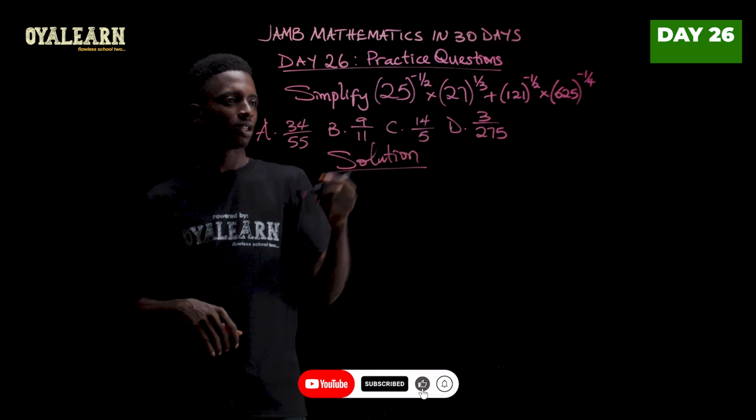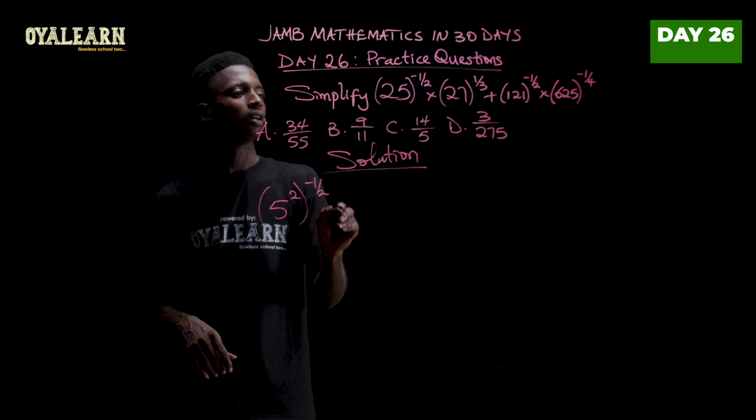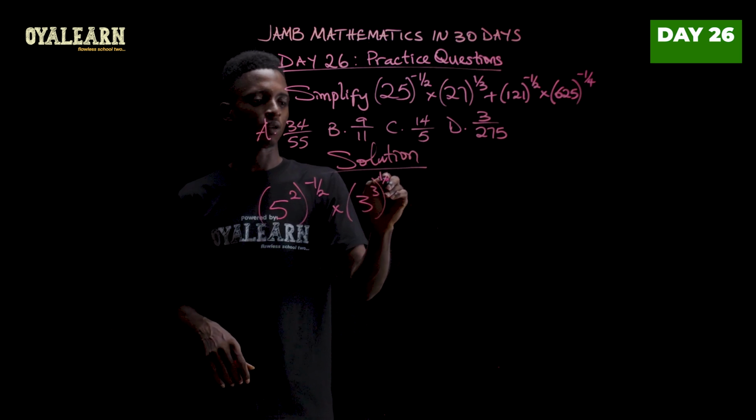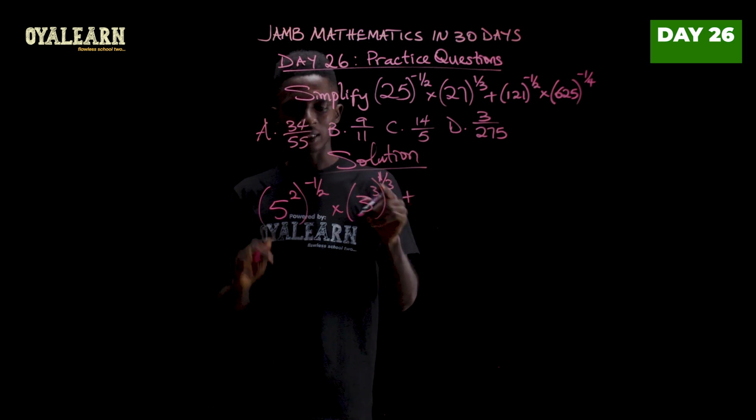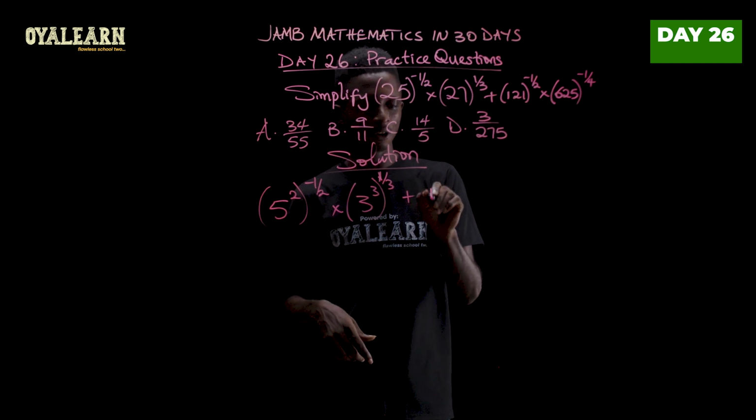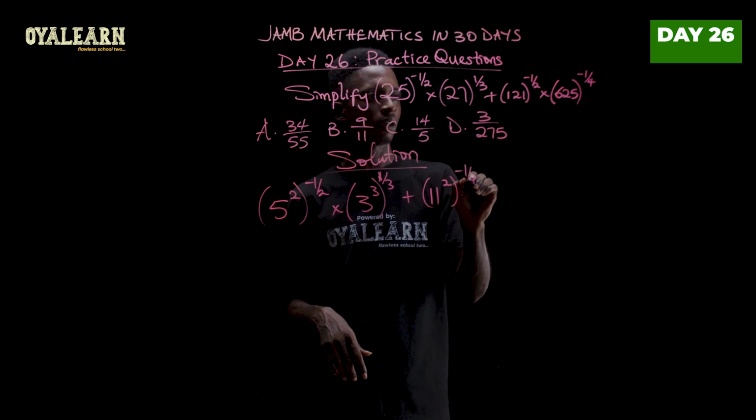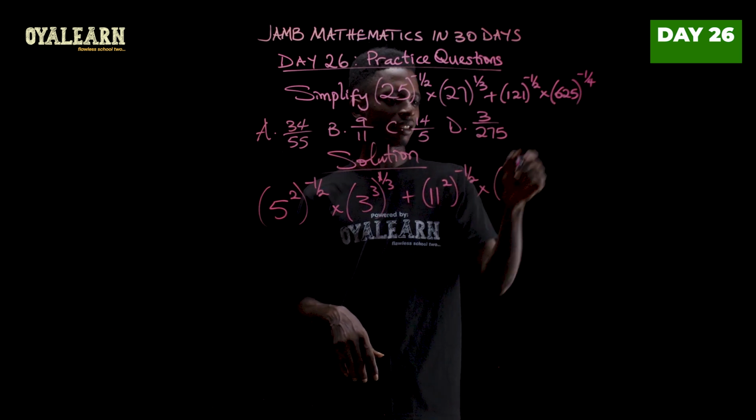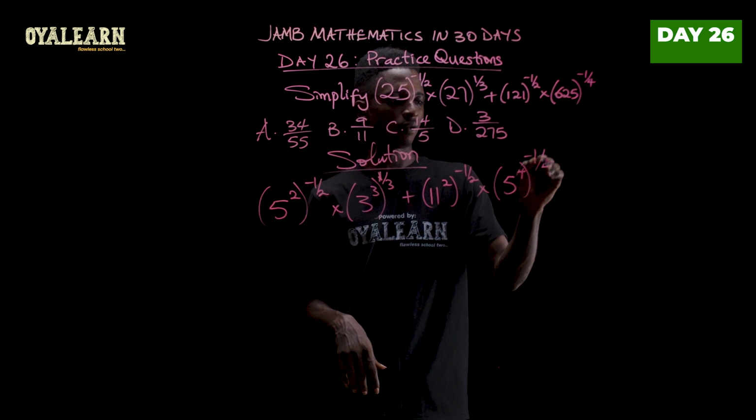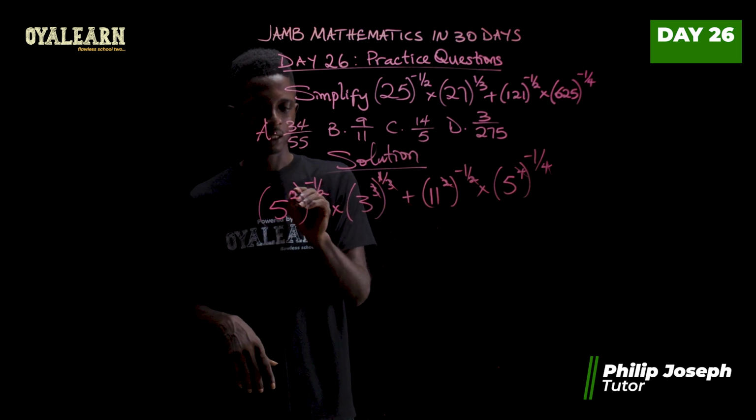So for this case, to make it square, it will have to be 5 squared raised to the power of minus half. Then we multiply that by this, which is actually 3 cubed, multiplied by 1 over 3. Then take note, you have to deal with this separately from this. In this case, we are having 11 raised to the power of 2. Then we multiply that by 5 raised to the power of 4, raised to the power of minus 1 over 4. Now you see 4 cancels 4, 2 cancels 2, 3 cancels 3, 2 cancels 2.